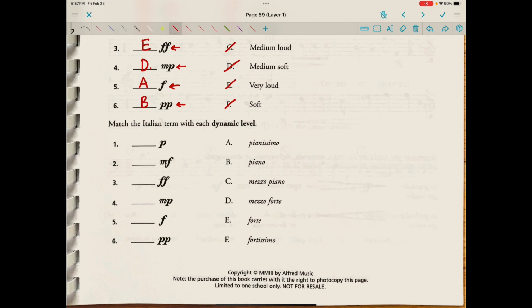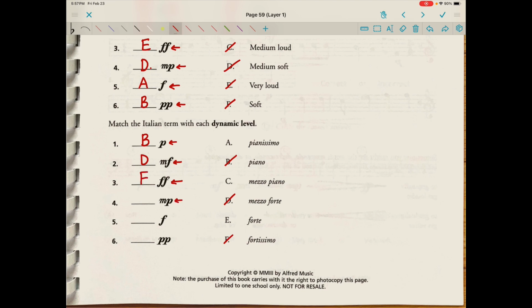Match the Italian term with each dynamic level. So our single P will be piano, so that'll be B. MF stands for mezzo forte, medium loud, so that'll be D. FF stands for fortissimo, so that'll be F, very loud.